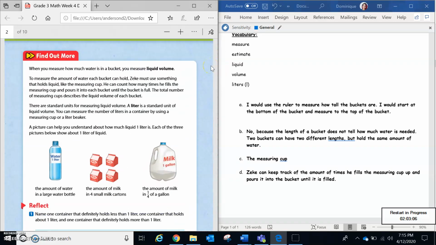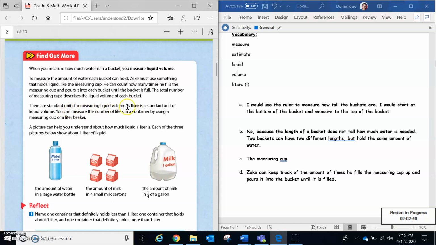To measure the amount of water in each bucket, Zeke must use something that holds liquid, like the measuring cup. He can count how many times he fills the measuring cup and pours it into each bucket until the bucket is full. And that's what we said. The total number of measuring cups describes the liquid volume of each bucket.